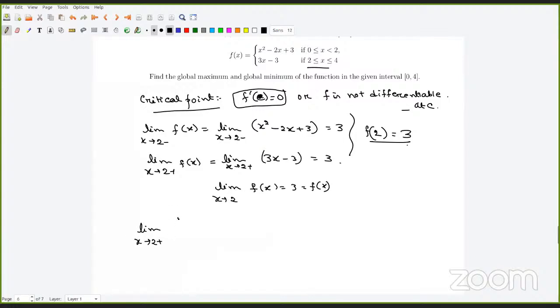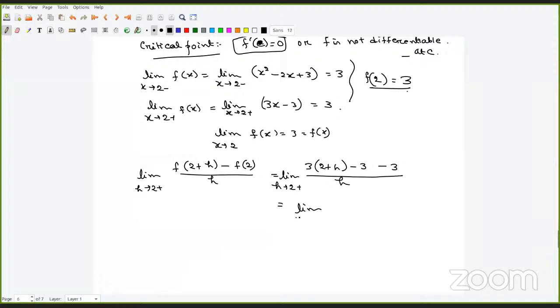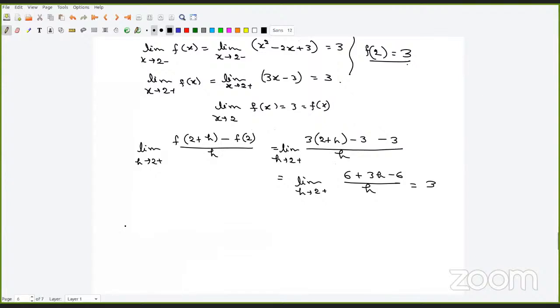So suppose for 2 plus, this is f(2 plus h) minus f(2), divided by h. For 2 plus, it is basically 3x minus 3. So 3 into (2 plus h) minus 3 minus f(2). f(2) is 3, right? And h tending to 0 plus. So what is this? Limit h tending to 0 plus of (6 plus 3h minus 6) by h. So it is 3, right? Yes, sir. And what about the left hand derivative?